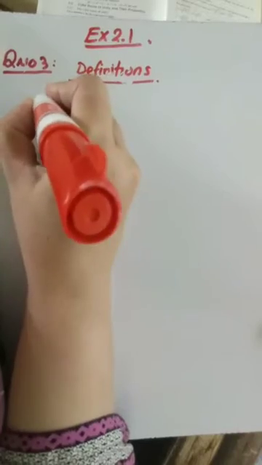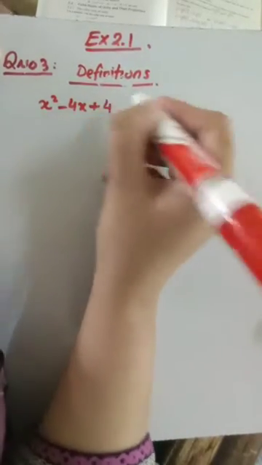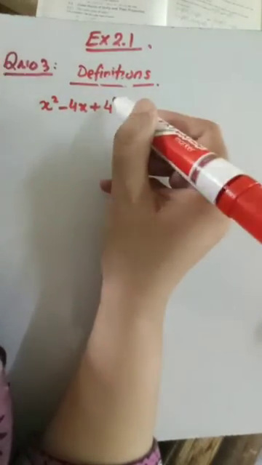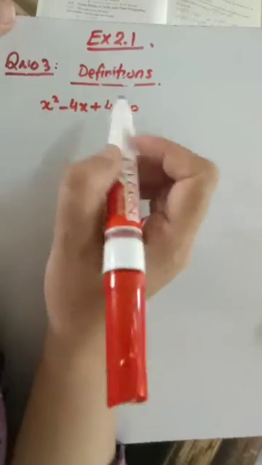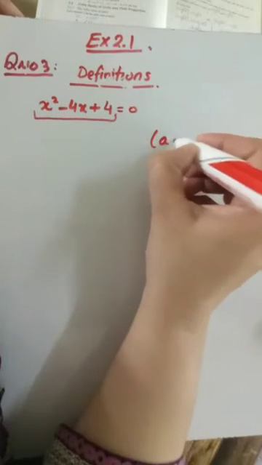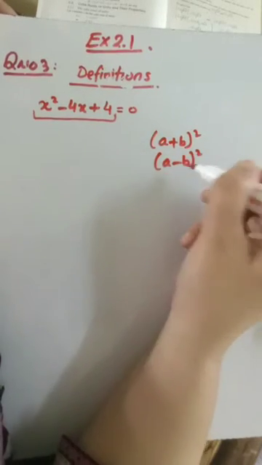The expression x square minus 4x plus 4, suppose this is a quadratic expression. I will tell you why it is a perfect square. Let me factorize it. I will prove now that this expression is a perfect square. Any expression that can be written in the form of (a plus b) whole square or (a minus b) whole square is called a perfect square.